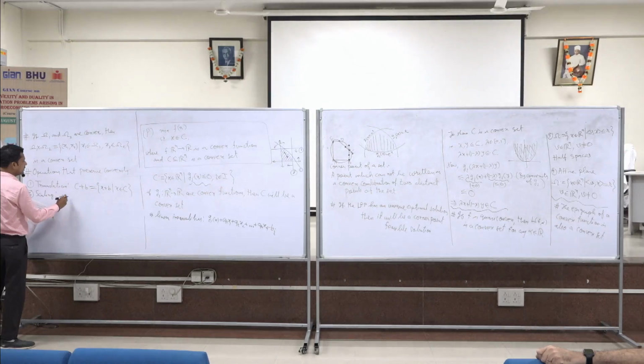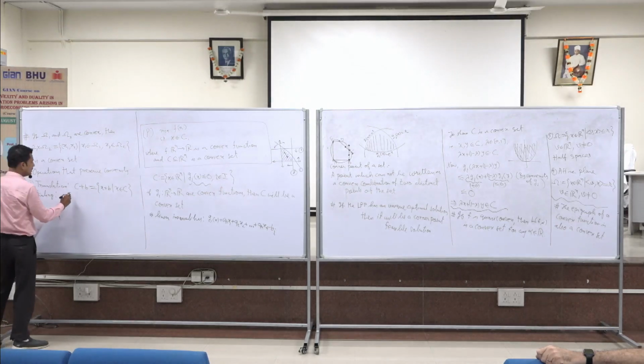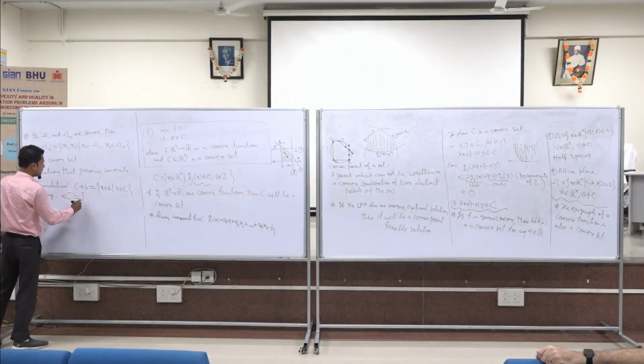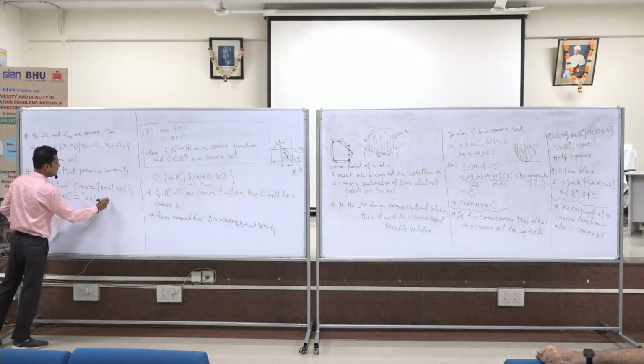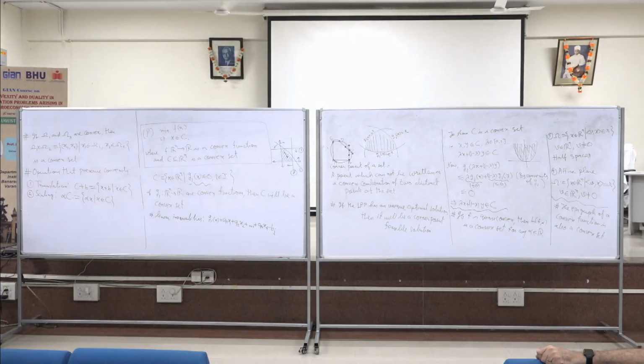So you multiply with any number, alpha x such that x belongs to C. So this is scaling, it also preserves the convexity. If the set C is convex, then alpha of C will also be convex, right?